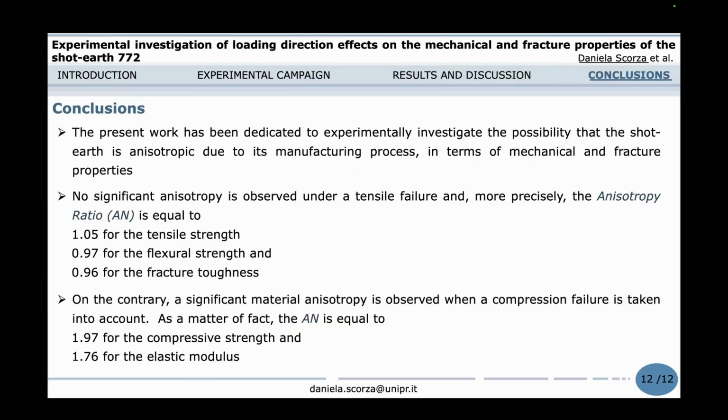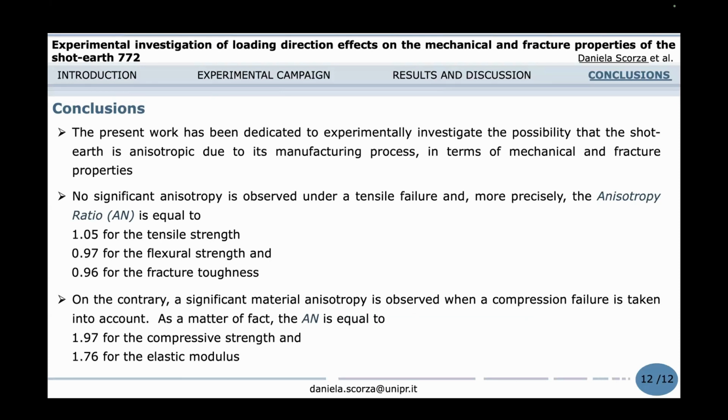And now let us move to the conclusions. The present work has been dedicated to experimentally investigating the possibility that the material is anisotropic due to its manufacturing process, both in terms of mechanical and fracture properties.